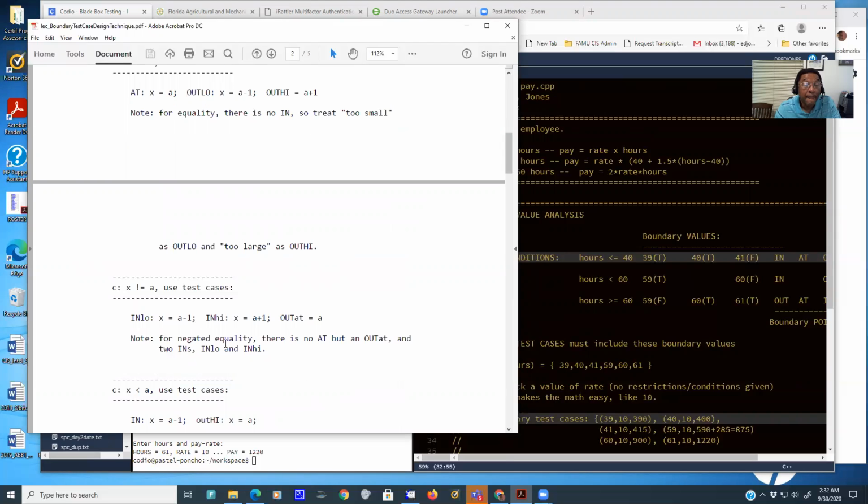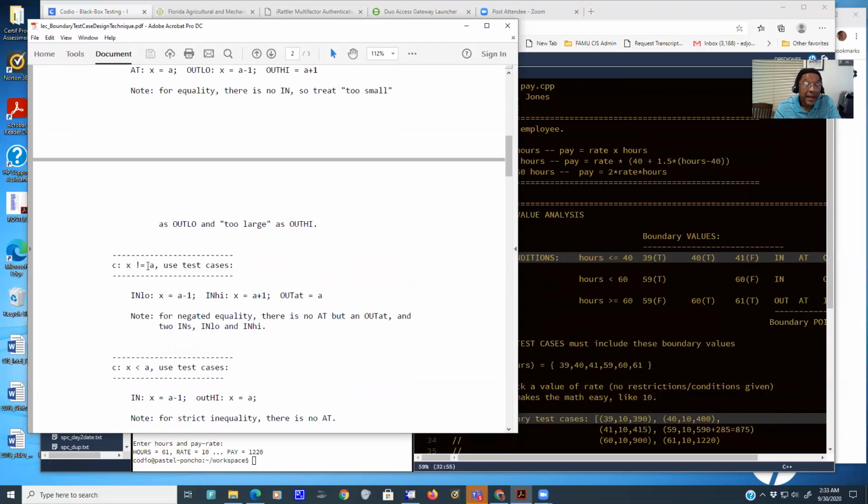What about not equal? Not equal is interesting, because if we use the value A, it's really false. And the true values are really the value next to A on the left and the value next to A on the right. So you have 2 ends. You're in on the low side, you're in on the high side, and what we would ordinarily say would be at is really out.